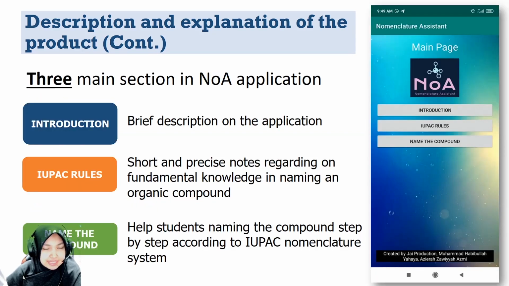There are three main sections in the NoA application. The first one is Introduction. Introduction has a brief description of the application. The second one is IUPAC Rules. IUPAC Rules has short and precise notes regarding the fundamental knowledge in naming an organic compound. And the main section in this app is Name the Compound, which helps the student name the compound step by step according to the IUPAC nomenclature system. This is the main page of our NoA application.